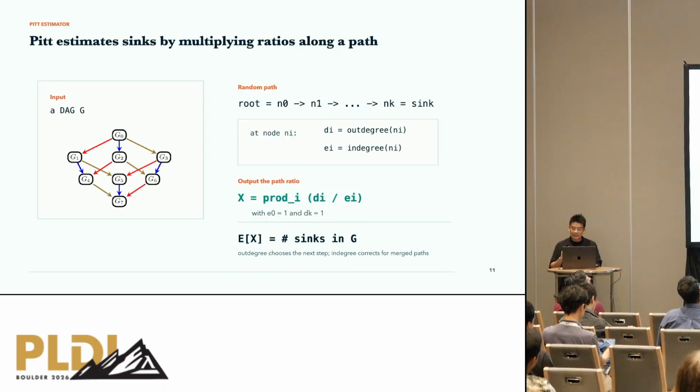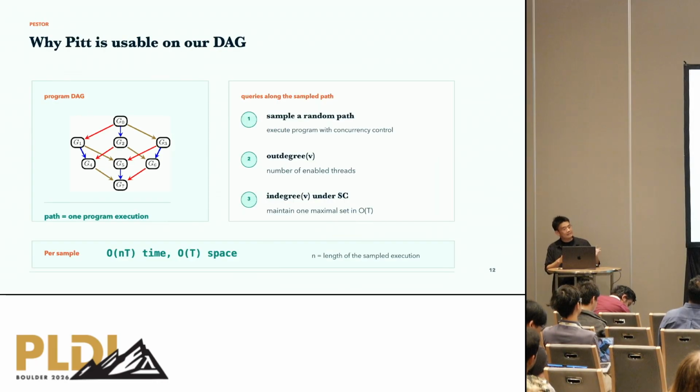Then the product of the ratio between the out degree and in degree along the path is going to be an unbiased estimation of the number of sinks in the DAG. But why this algorithm is usable on our DAG is not a trivial argument. We first need to argue that for a given program and this DAG model in our head, we will be able to sample a random path.